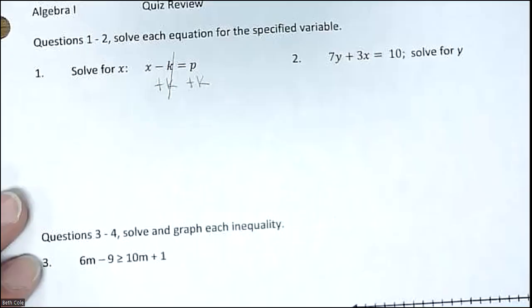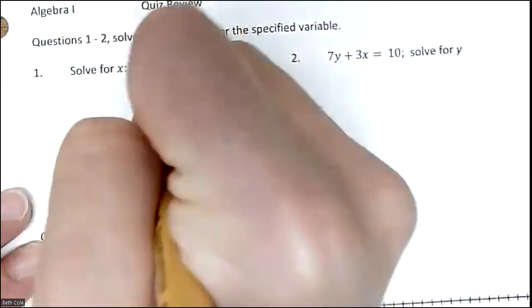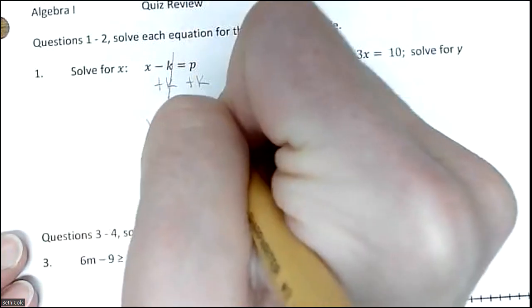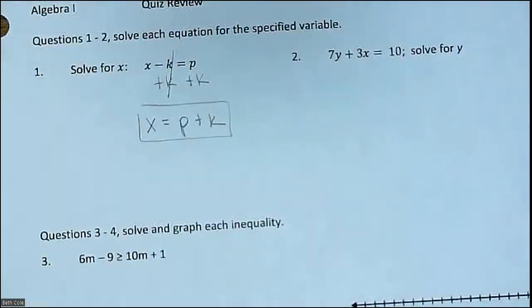Okay. So those cancel. That was the whole point. You get x equals, remember to do nothing. What's on the other side? P plus k. Just whatever it is. P plus k doesn't equal L. It's not like a new letter of the alphabet. You're just going to leave it alone. Don't write that on your quiz because it'll be wrong. It's P plus k.